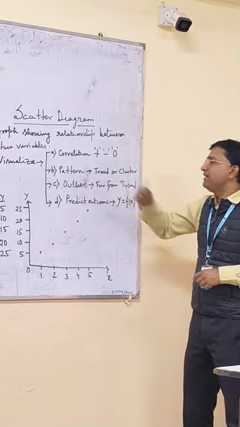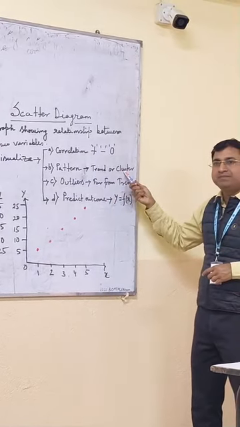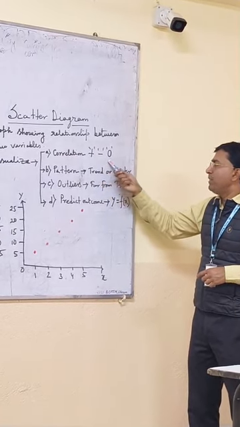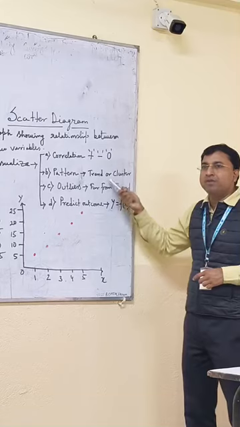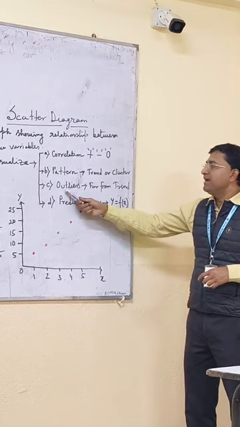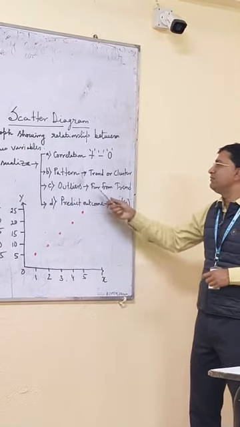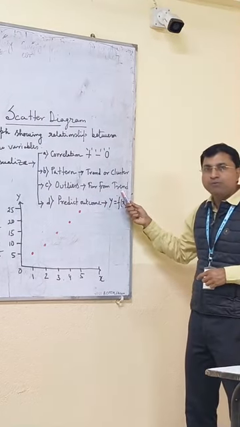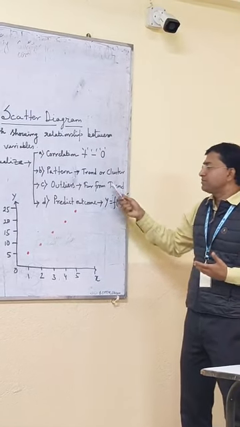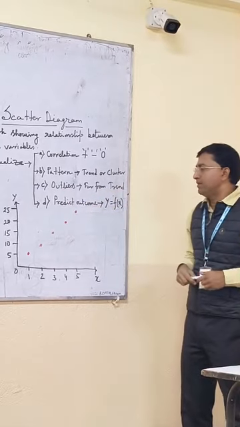Second thing is pattern recognition. We can find the trend or cluster of data. Is the pattern an upward pattern or trend, or a downward pattern or trend, we can find with the help of scatter diagram. Side by side we can measure the outlier. Outlier means far from the trend. How far a particular data point or more than two data points are from the particular trend, that indicates the outlier.